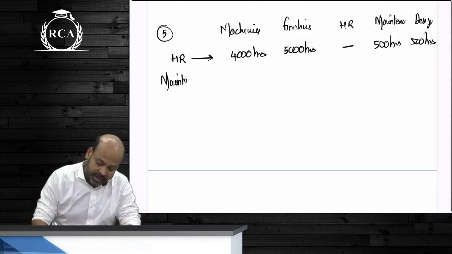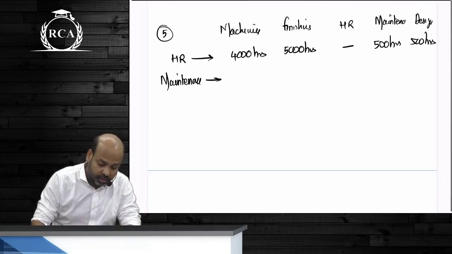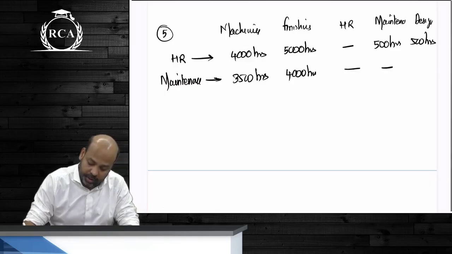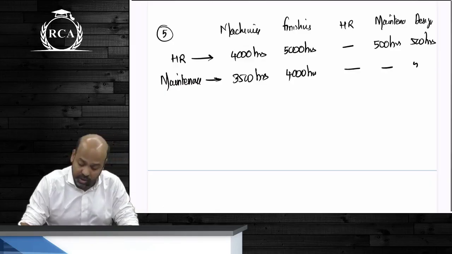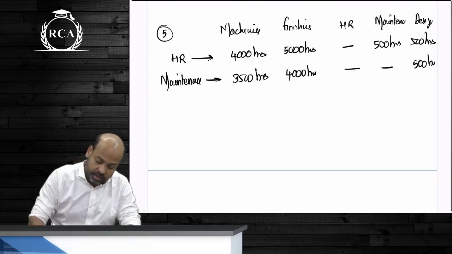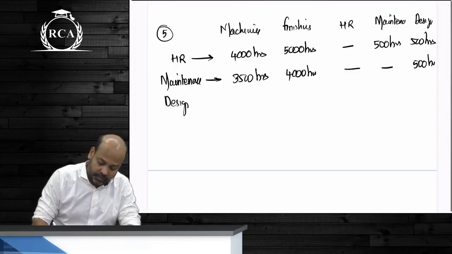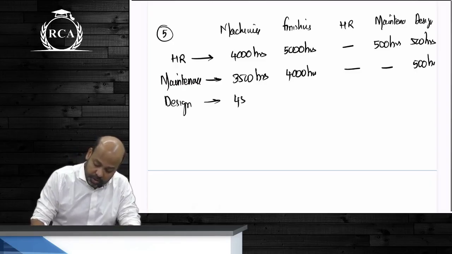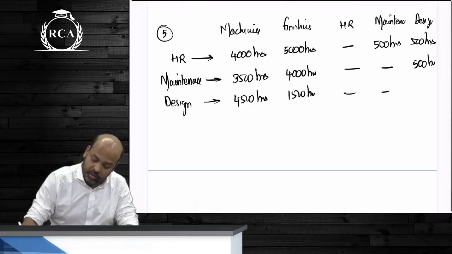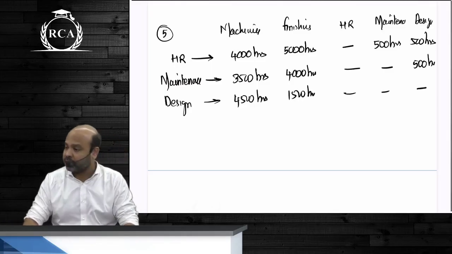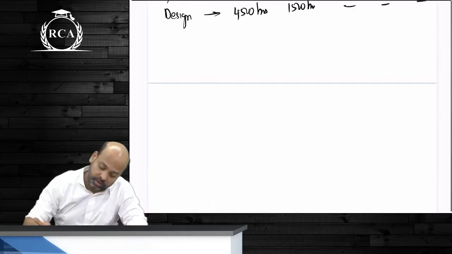Maintenance, guys, is rendering service to machining 3,500 hours, finishing 4,000 hours, nothing to maintenance, directly to design beta 500 hours, and finally beta design would be only to machining and finishing. Are we clear? Nothing to beta HR, maintenance or design. Are we clear about first bit beta?